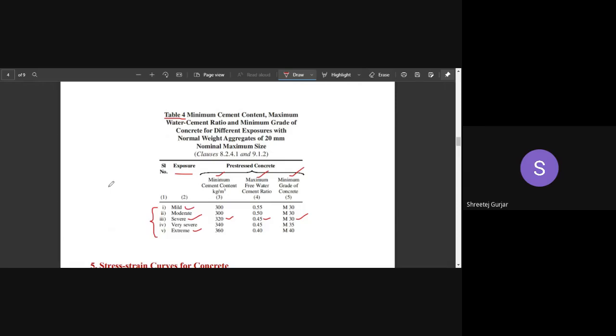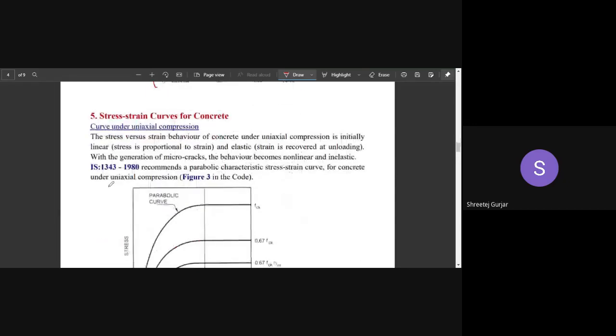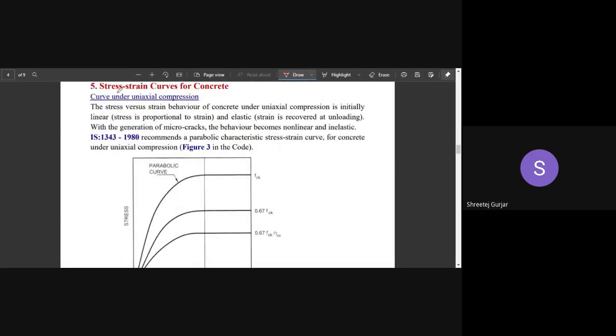So we have studied the fourth point, the durability of concrete, and moving on to the next property of concrete, that is the stress strain curves for concrete. A very important property of concrete. We need to study the stress strain curves. First we will study the curve under uniaxial compression, and then we will study it under uniaxial tension. So first, the curve under uniaxial compression.